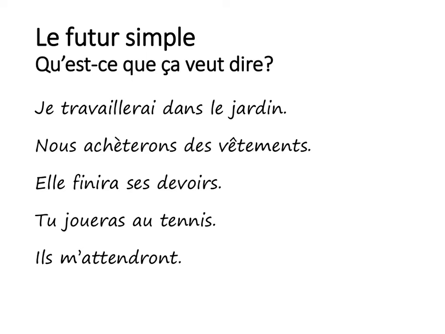So, je travaillerai dans le jardin, I will work in the garden. Nous achèterons des vêtements, we will buy clothes. Elle finira ses devoirs, she will finish her homework. Tu joueras au tennis, you'll play tennis. Ils m'attendront, they will wait for me. So we notice here that unlike the futur proche, we've only got one bit in the verb.